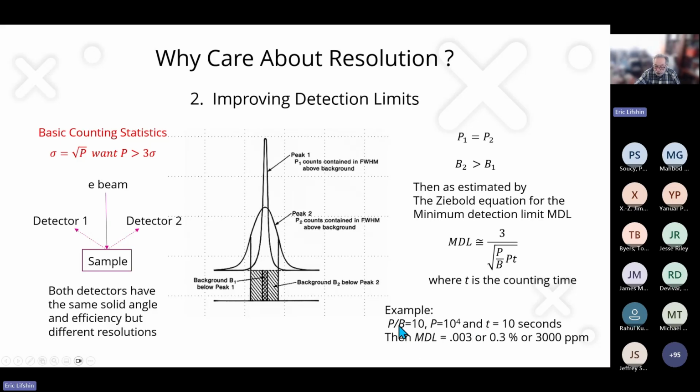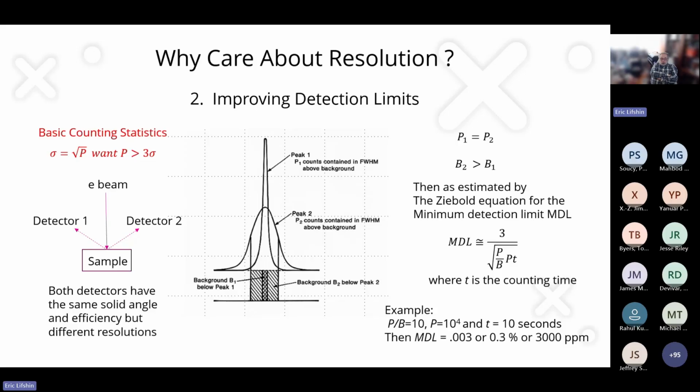I put in some numbers here. So let's say I had a 10 to 1 peak to background ratio and 10,000 counts per second, for 10 seconds. From the old Ziebold equation, I would come up with roughly 3,000 parts per million. That's 0.3% for a detection limit. Can I do better than that nowadays? Yeah, maybe 0.1%, maybe even 500 ppm.